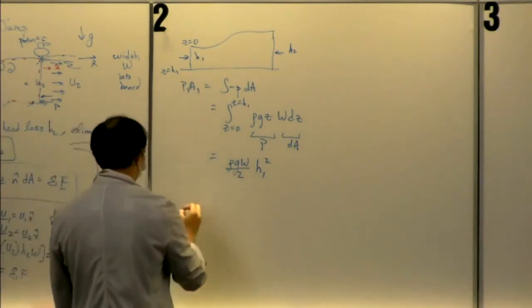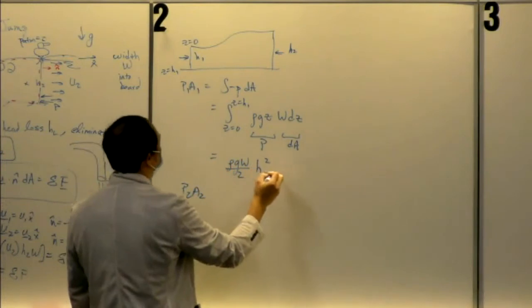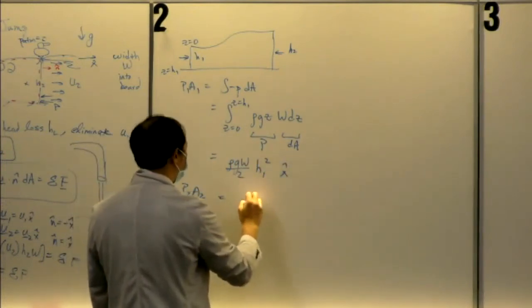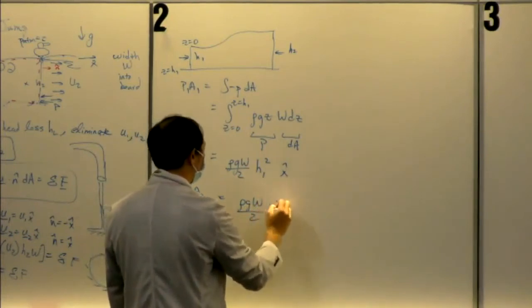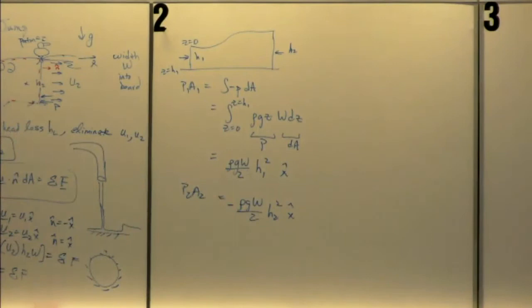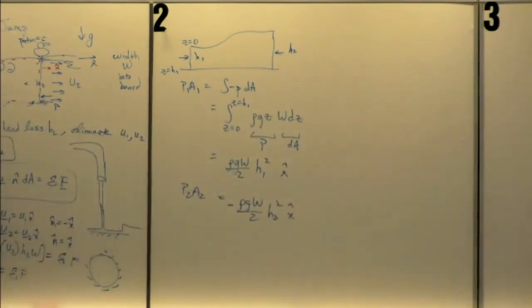All right, so basically P2A2 is going to be in the opposite direction, rho g w over 2 H2 squared x hat, pointing the other way. Of course, if they're at the same level, then basically the hydrostatic pressures will balance. Okay, so we put that together.